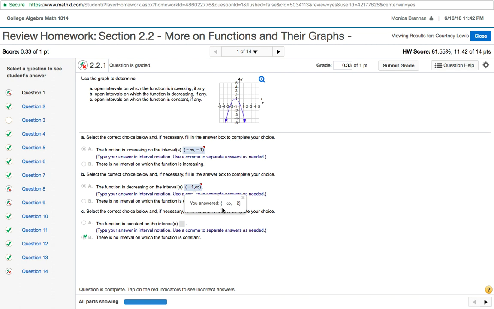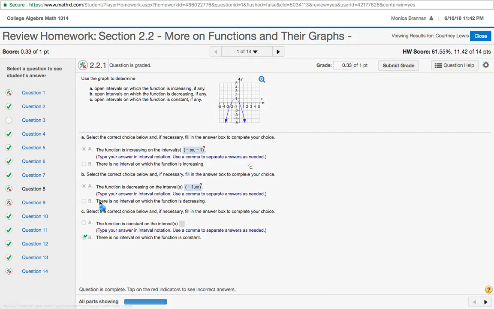And you answered negative infinity to negative 2 again. Remember, decreasing, it's going down. You've got to read the function left to right. And then, of course, you were right. There was no place where it was constant.